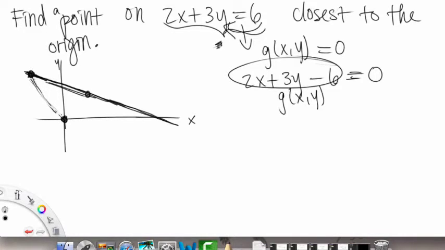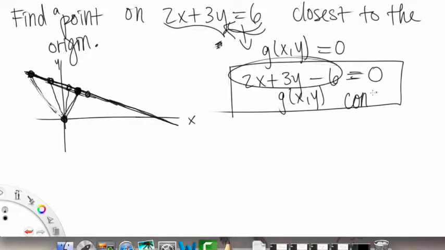If we start out here, that's not necessarily the closest, right? And if we keep moving in, that's not the closest either. We're getting there, but the closest would be somewhere around here. Anyways, we want to find that point. So how are we going to do that? First of all, we found our constraint curve.